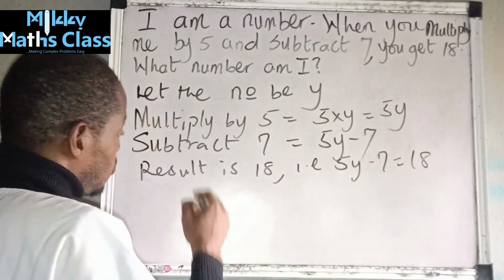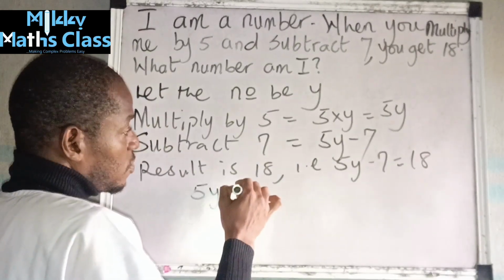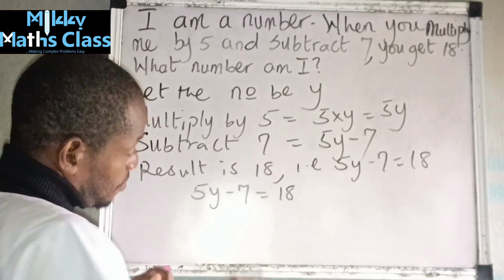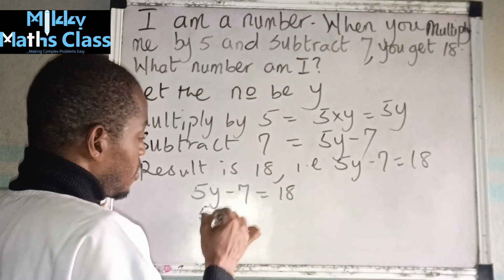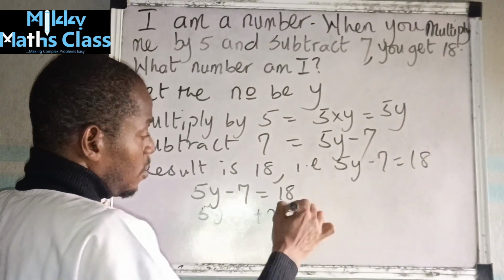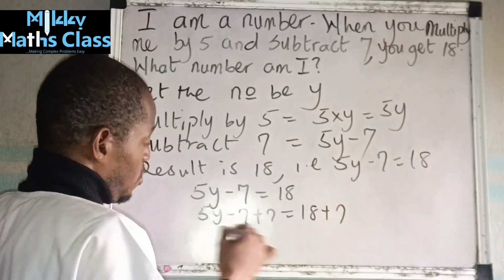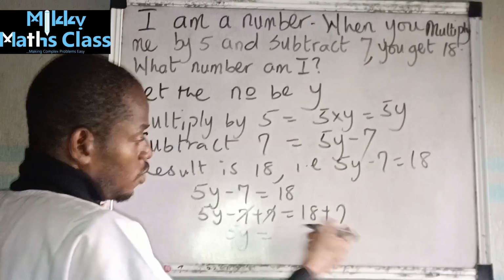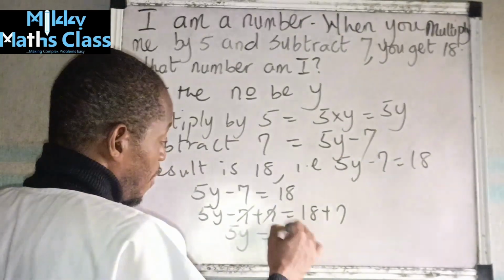All right, let's solve from here. So 5y minus 7 equals 18. Add 7 to both sides. Now this becomes 5y minus 7 plus 7 equals 18 plus 7. So we cancel 7 with 7. So we have 5y equals 25.